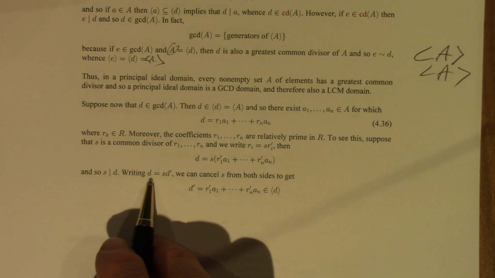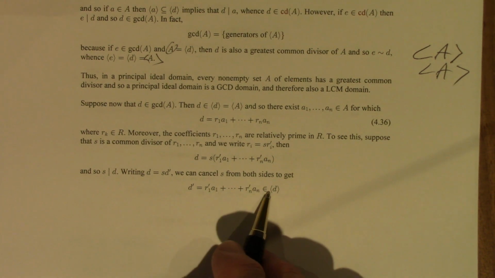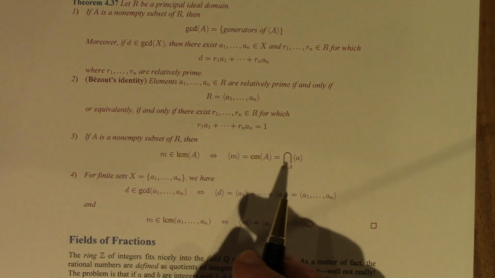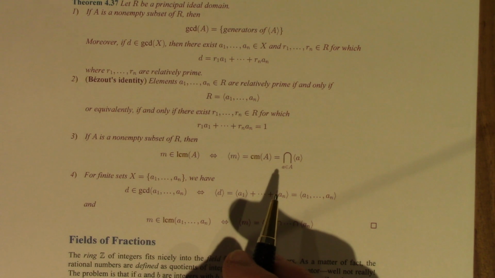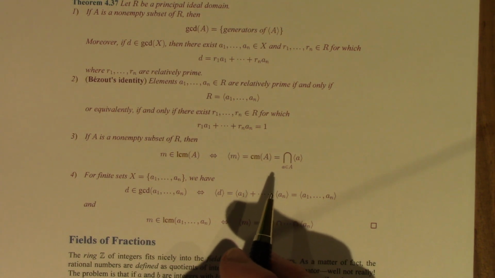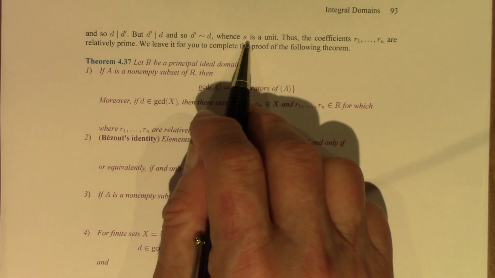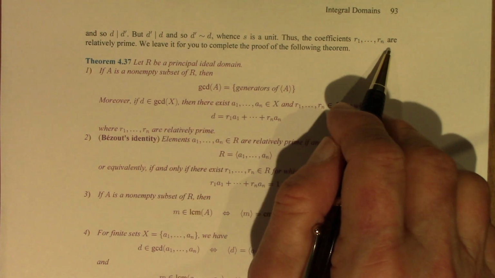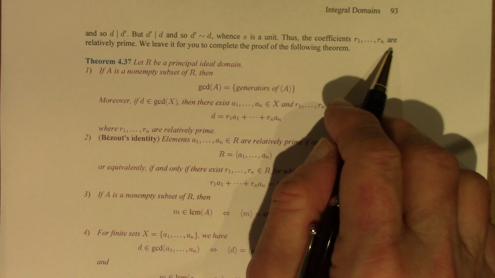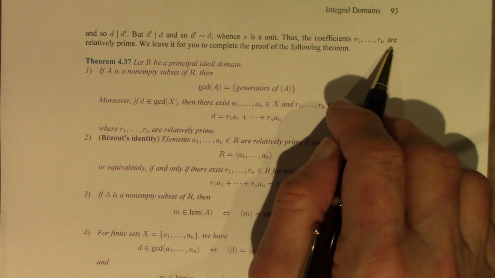So D prime divides D, but this tells us that D divides D prime, and so D and D prime are associates. And therefore S is a unit. So the coefficients are relatively prime. They have no common factors other than units.